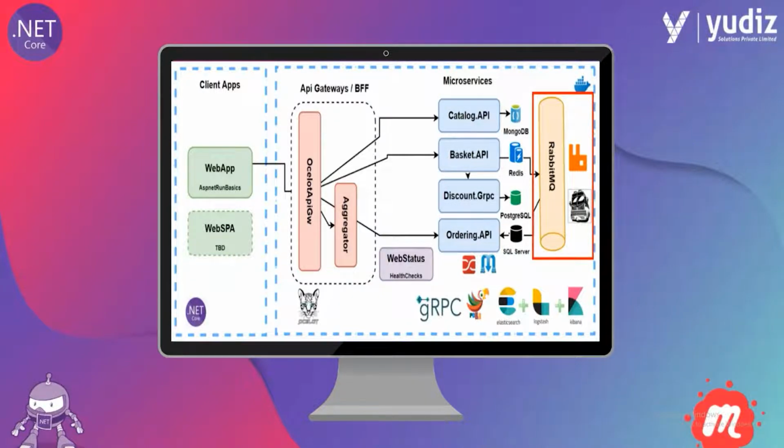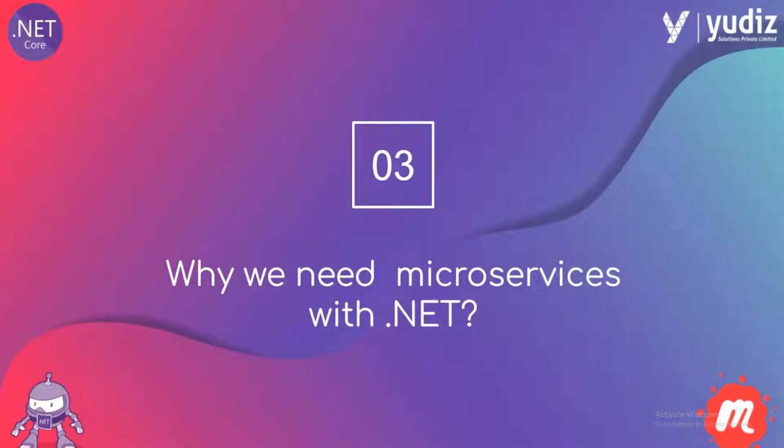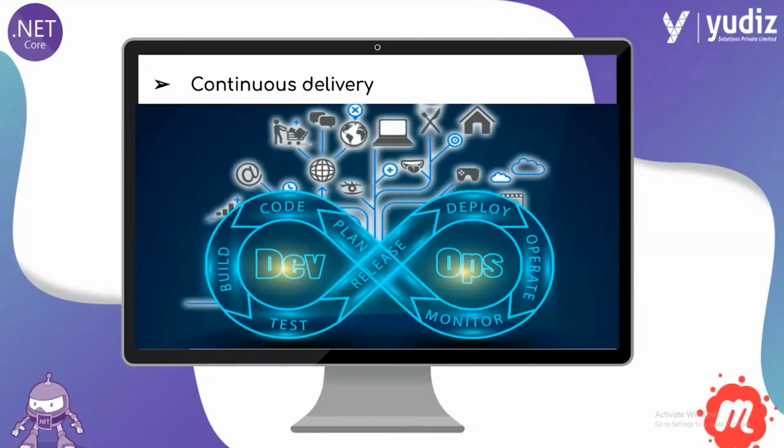Yes. So our next topic is why we need microservices with .NET. .NET supports the microservices library, and currently .NET 6 is supporting microservices. So let's see how it works. Microservices with .NET use continuous delivery.